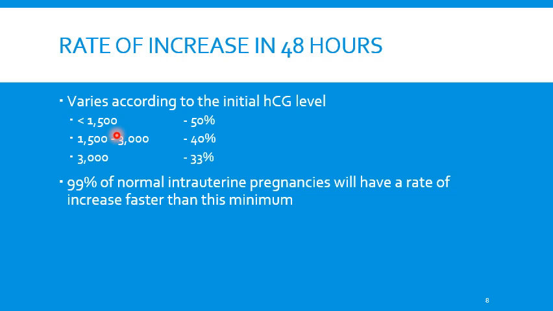If it is less than 1500, the increase in beta HCG would be by 50% minimum. If the level is between 1500 and 3000, then you would expect a minimum of 40% increase in the serum beta HCG level. And if the level is more than 3000, the minimum increase is around 33%. 99% of normal intrauterine pregnancies will have a rate of increase faster than this minimum.